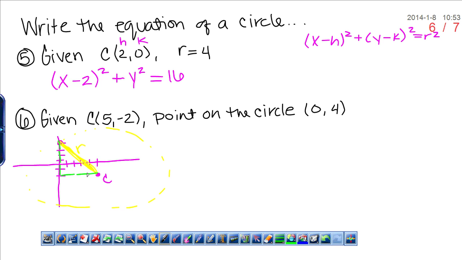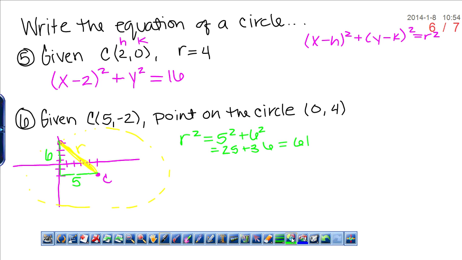What would my horizontal leg be? 5. And what would my vertical leg be? 6. All right, so r squared equals 5 squared plus 6 squared. 5 squared is 25, 6 squared, 36. What do I get when I add those? 61. Do I have to go any further and get r? No, you haven't been asked for r. You've been asked for the equation.